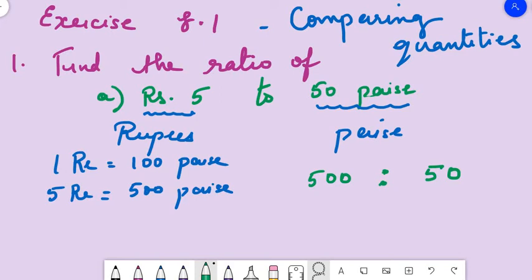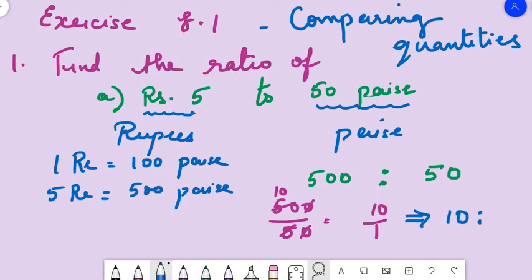So by bringing the ratio to the standard form, or the reduced form, 500 by 50, you can cut the tens. So 5, how many times is 50? 5 ones are 5, 0. So 5 into 10 is 50. So we can write it as 10 by 1, or this in the ratio form is written as 10 is to 1.